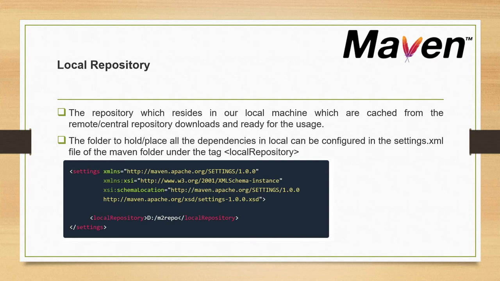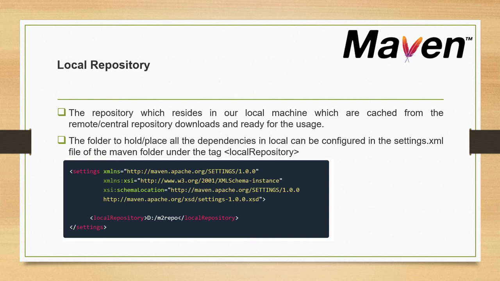Inside the user home we have a .m2 directory, and there we'll have a repository folder, where Maven downloads all the artifacts from the remote repository or central repository and puts them into that local repository for future usage, right? But this is the default location, and this location can be overridden.